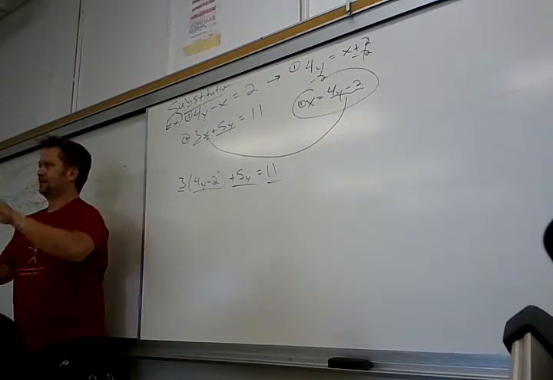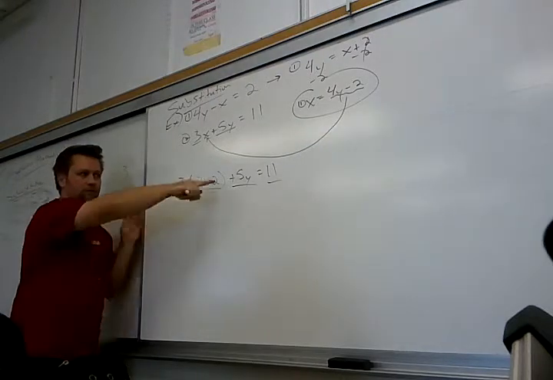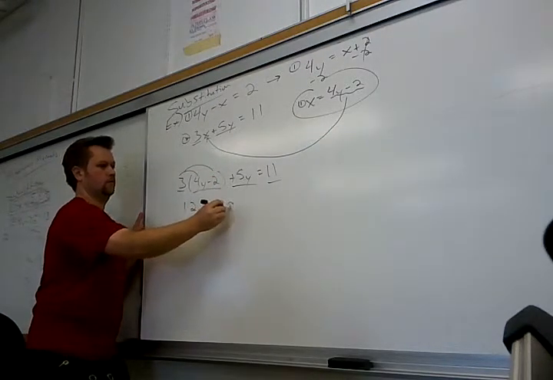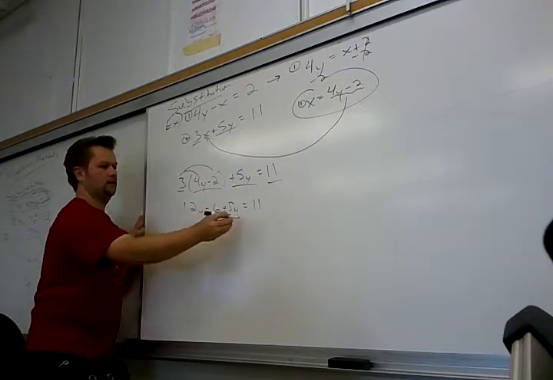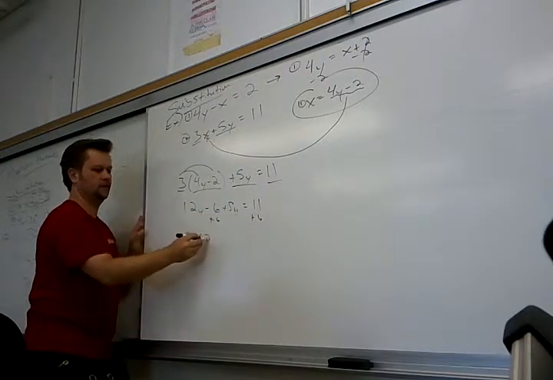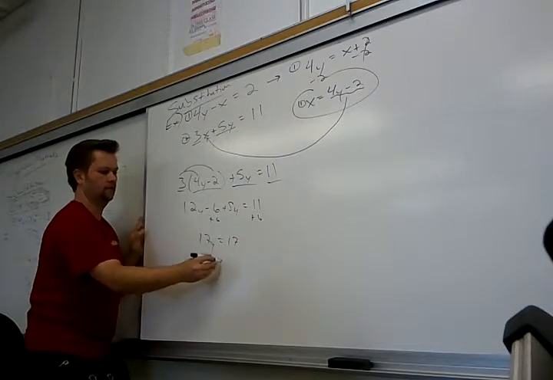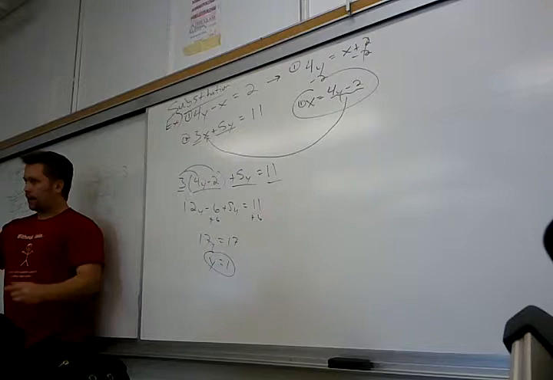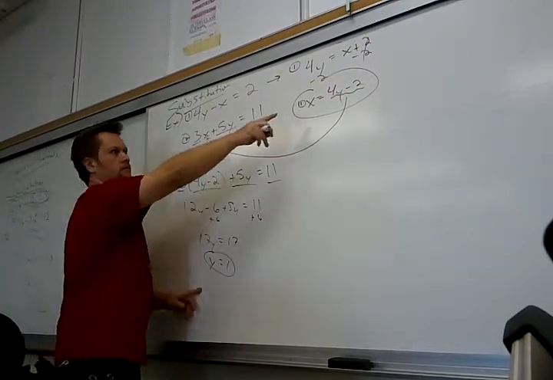All right. And now what can I do? Distribute. Add the 6. 12 and 5 is 17. y equals 17, y equals 1. Y is 1. And now I still need x, right? Plug it into the first equation.